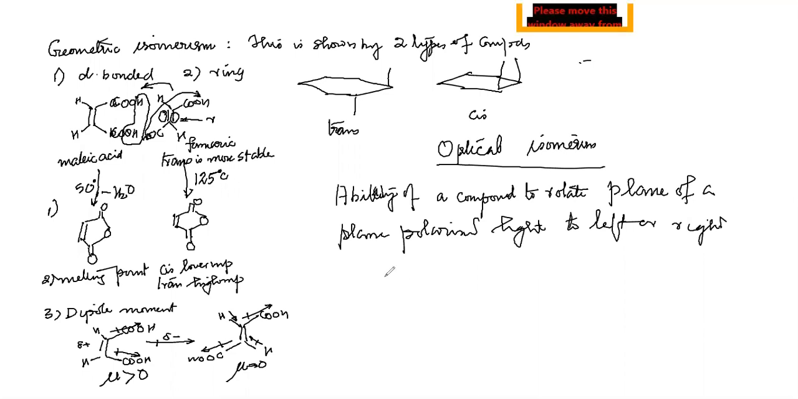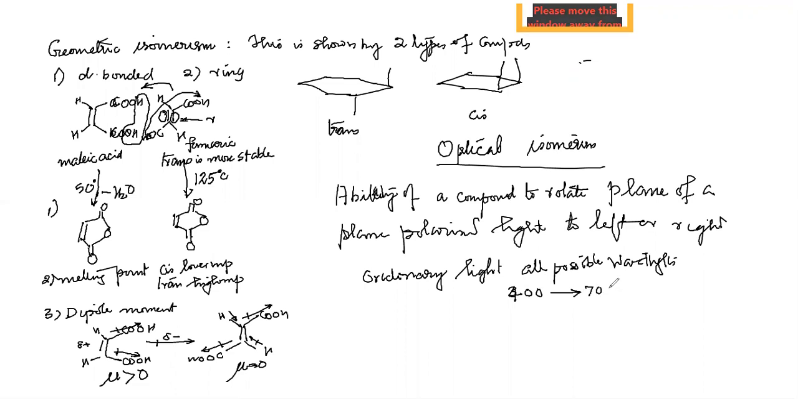Okay, ordinary light. If you take a bulb, ordinary light has all wavelengths, all possible wavelengths. Visible light is within the range of 400 to 700 nanometers, 700 to 750.